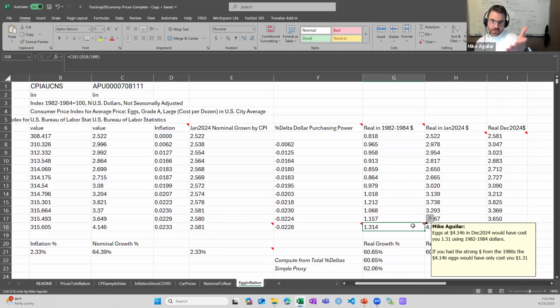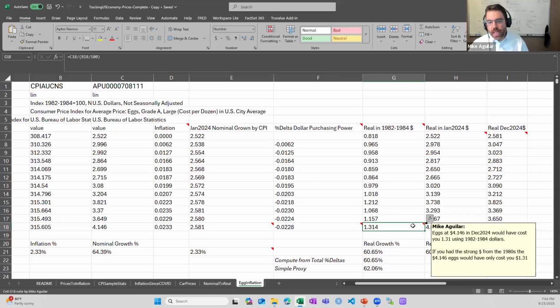Eggs that cost you $4.14 in December 2024 would have cost you $1.31 if I used 1982-1984 dollars. You see, the dollars back in 82 were stronger. Our dollars have gone weaker because of that absolute decline in the purchasing power of the dollar. So I could have taken those strong 1982 dollars and bought that same carton of eggs for only $1.31 of those stronger dollars.